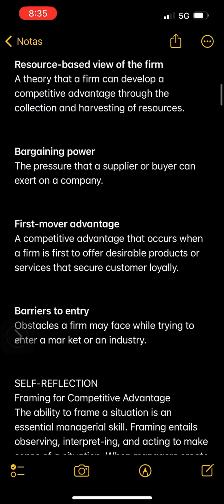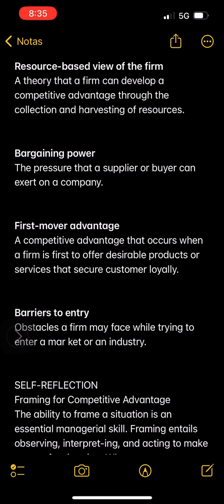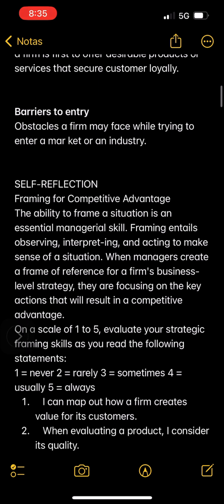Resource-based view of the firm. A theory that a firm can develop a competitive advantage through the collection and harvesting of resources. Bargaining power. The pressure that a supplier or buyer can exert on a company. First mover advantage. A competitive advantage that occurs when a firm is first to offer desirable products or services that secure customer loyalty. Barriers to entry. Obstacles a firm may face while trying to enter a market or an industry.